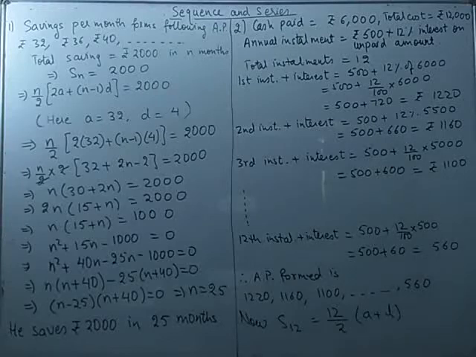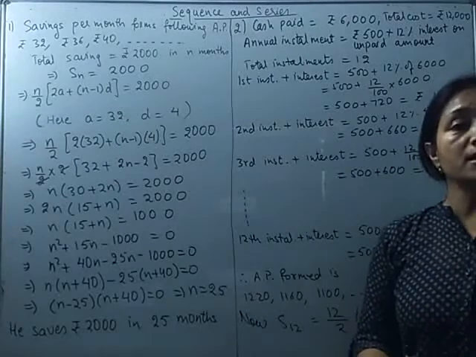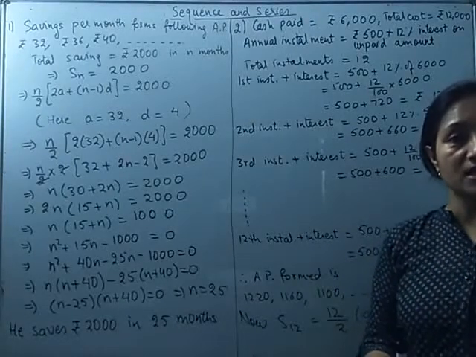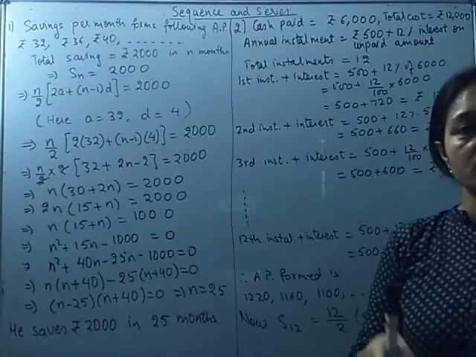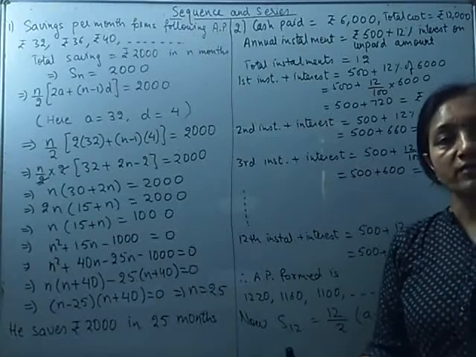So if every year he is paying rupees 500, then in how many years will he be able to complete the remaining 6,000? So 500 first year, 500 second year, 500 third year.